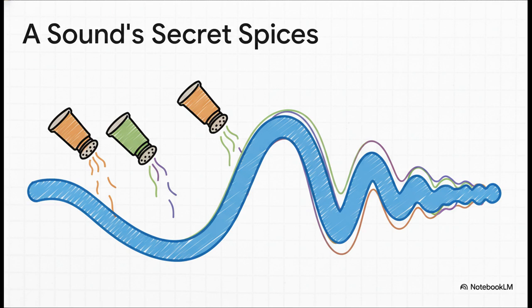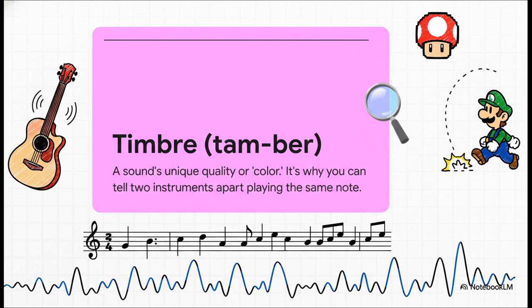Turns out, when an instrument plays a note, it doesn't just make one single perfect sound wave. It actually makes the main wave plus a bunch of other quieter, higher waves at the same time. These are called overtones. Think of them like secret spices in a recipe. They're what give every instrument its own unique taste, or sound. This special mix of overtones, this unique sound flavor, has a name: timbre.